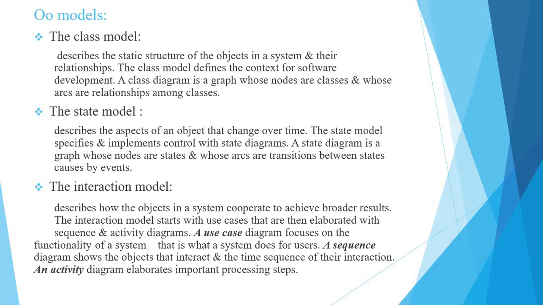The next model is the interaction model. It describes how the objects in a system cooperate to achieve a broader result. The interaction model starts with the use cases and is then elaborated with sequence and activity diagrams. In a use case diagram, we focus on the functionalities of a system, what the system does for users. A sequence diagram shows the objects and the time sequence of their interaction. An activity diagram elaborates the important processing steps.